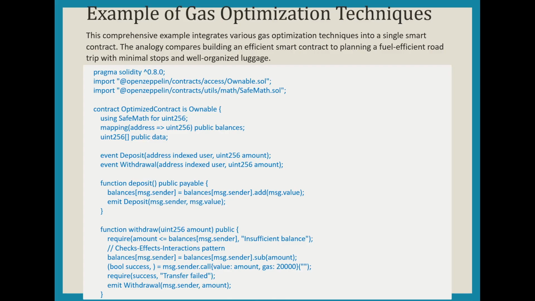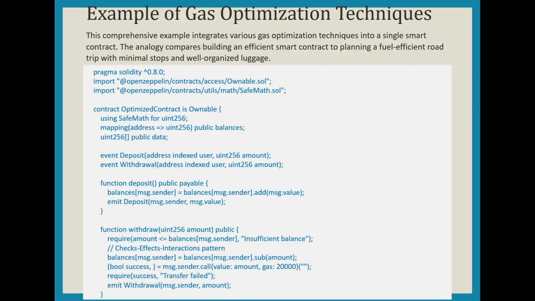Deposit is capital D Deposit for the event, right? And the function is small d deposit. So there's a difference. The function has public visibility and it is marked as payable. It updates the user's balance using SafeMath add to prevent overflow, and it emits a Deposit event with the user's address and the amount deposited. So please be careful here again. At the end, the deposit function emits a Deposit event, capital D, with the user's address and the amount deposited.